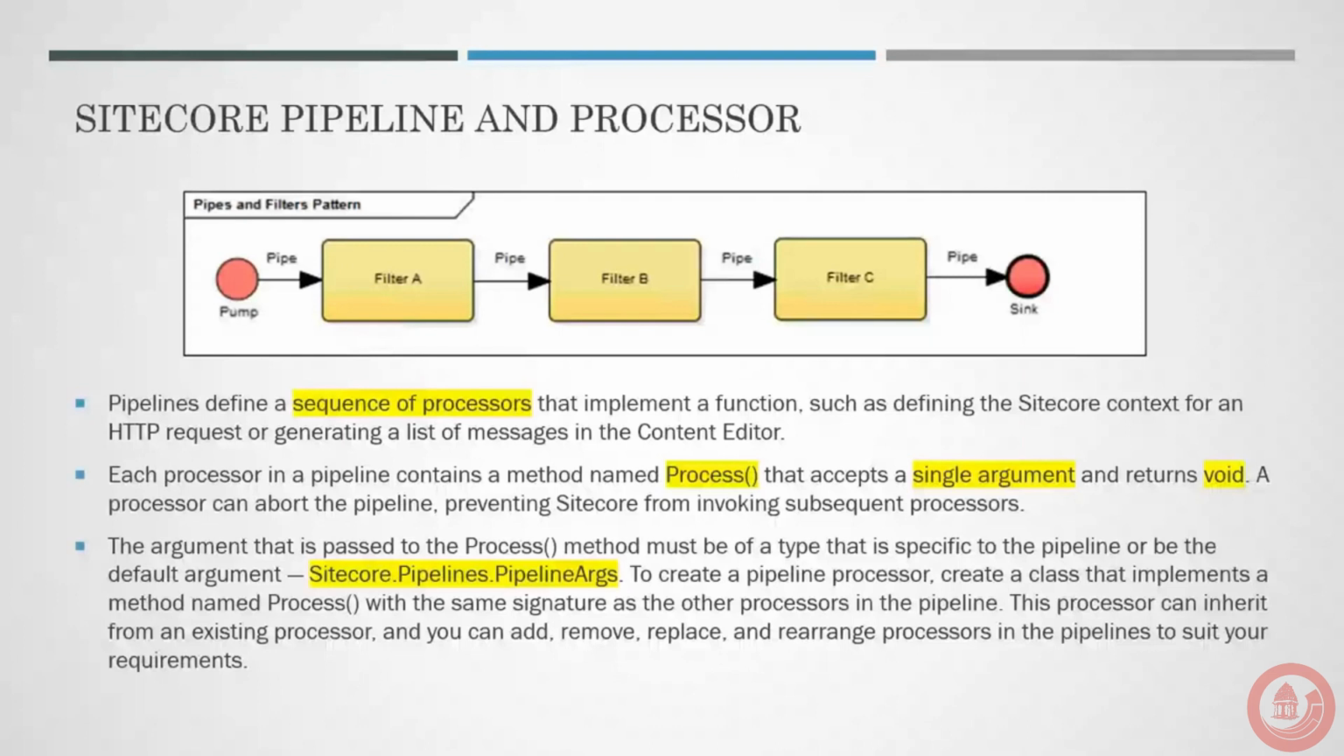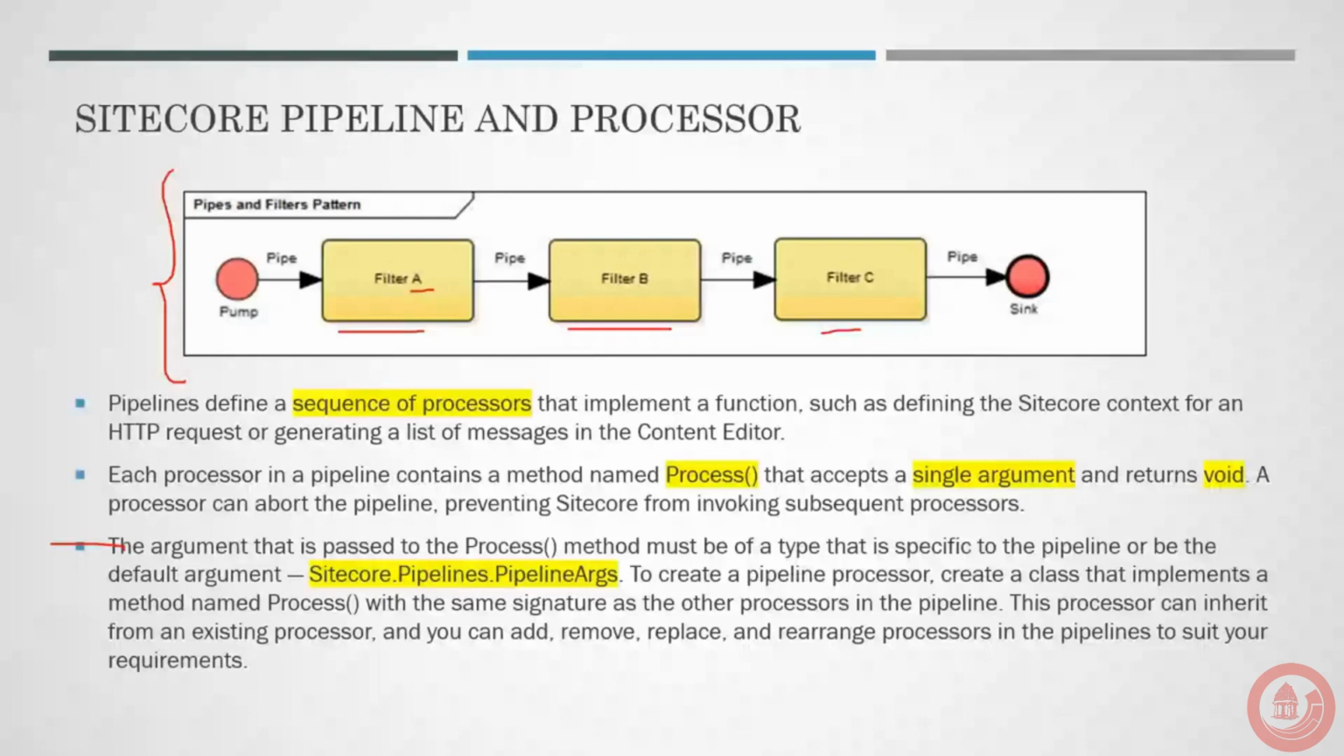But what about Sitecore? In Sitecore as well, you can implement pipelines. For example, I have these pipelines here, which are nothing but a sequence of processors. It's nothing but a series of processors.